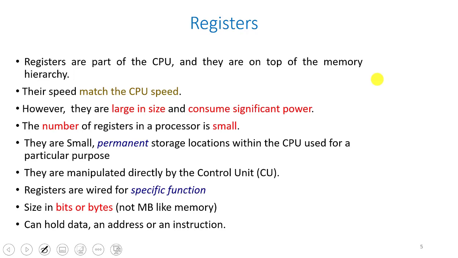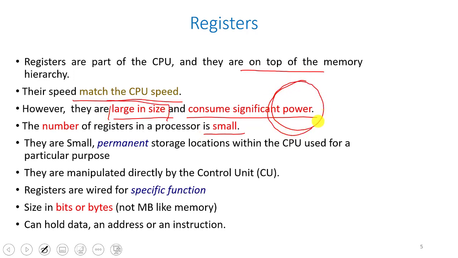So registers are part of the CPU, and they are on top of the memory hierarchy. Their speed matches the CPU speed. They are large in size and consume significant power. This makes the number of registers small. Why? Because they are large and consume a lot of power.